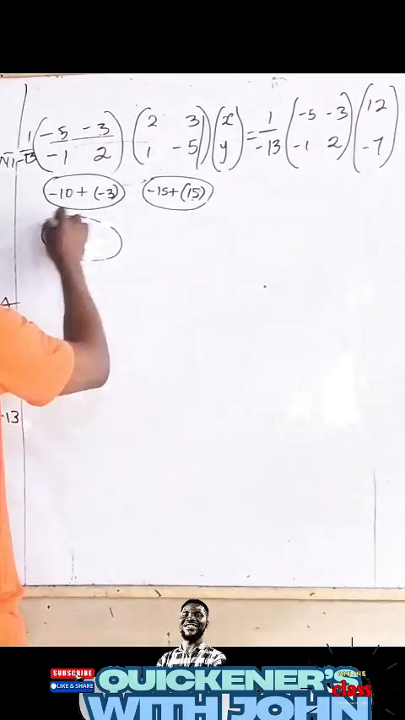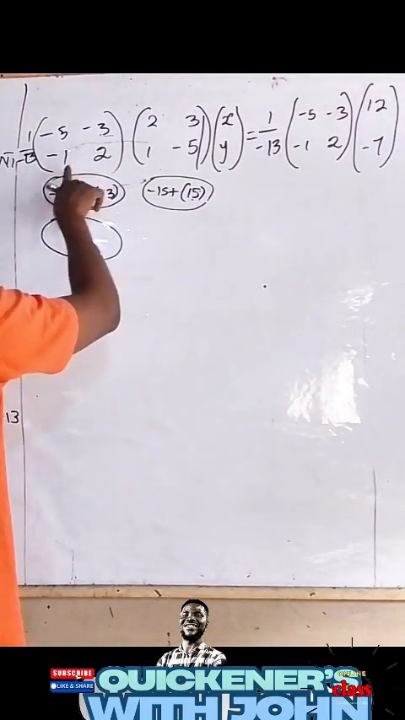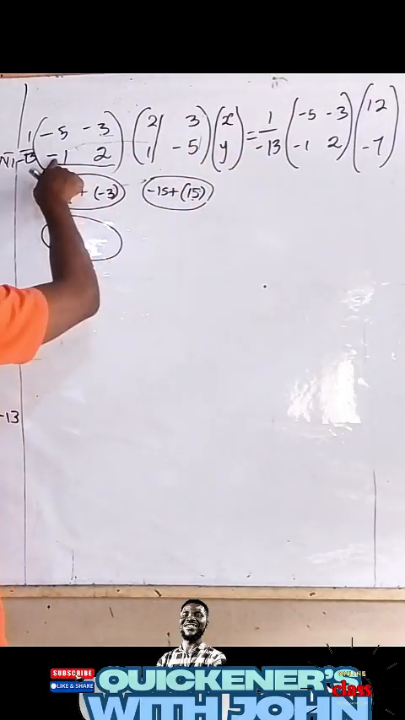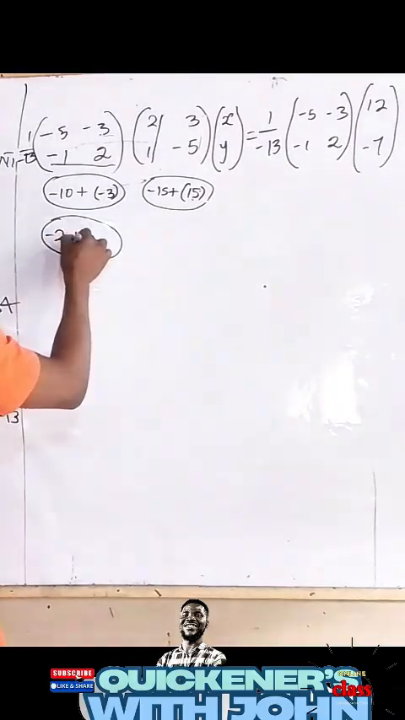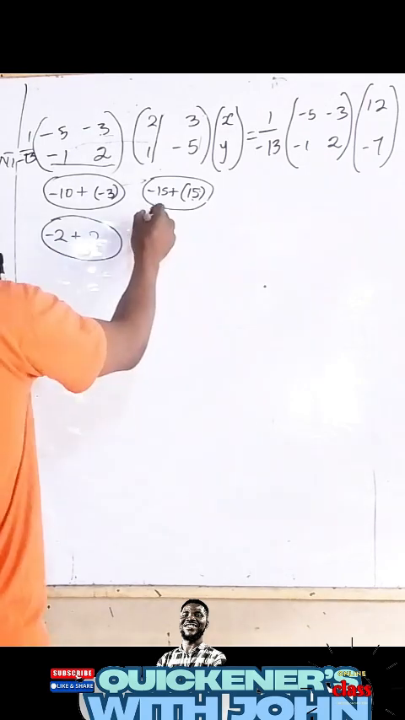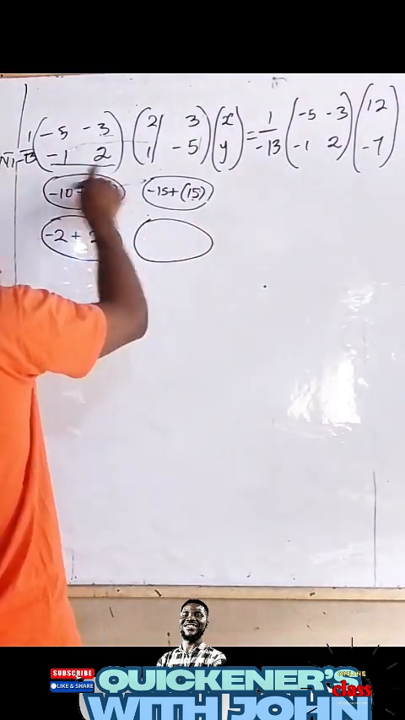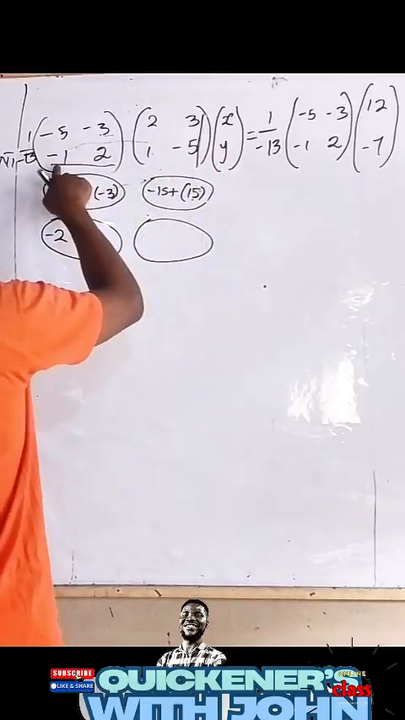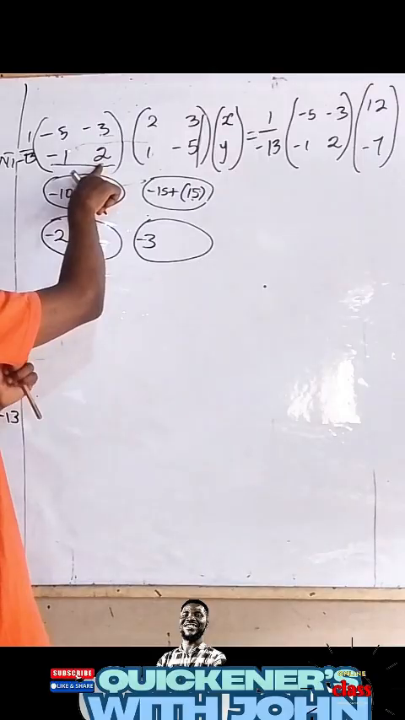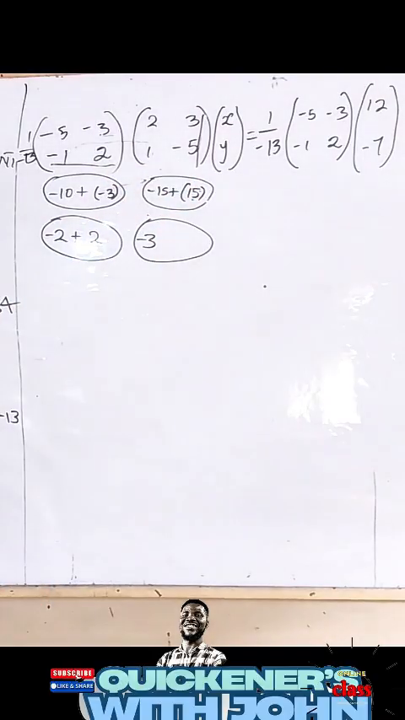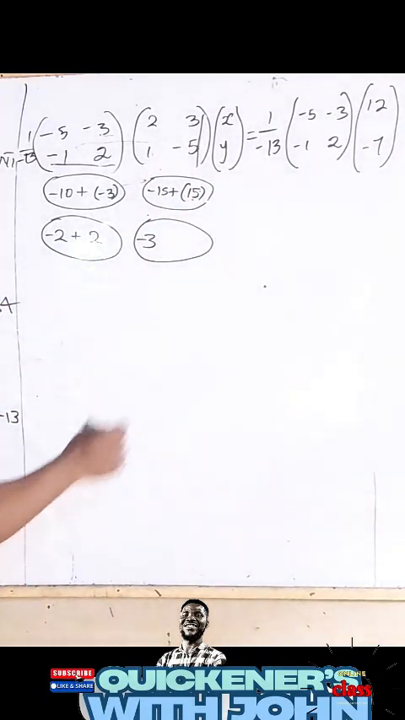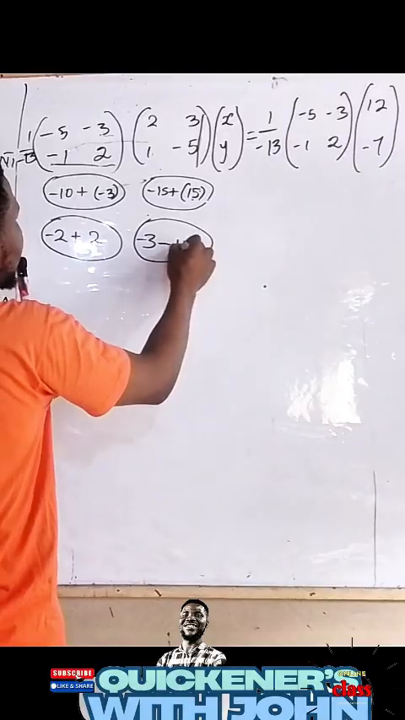Now the next term, which is here, will be what? Now we are multiplying this to this one. So minus 1 times 2, that's minus 2, plus 2 times 1, that is 2. Can you see that? Now the next cell will be what? That is this times this. So minus 1 times 3, that's minus 3. Then we have 2 times minus 5. That's minus 10. Can you see that now?